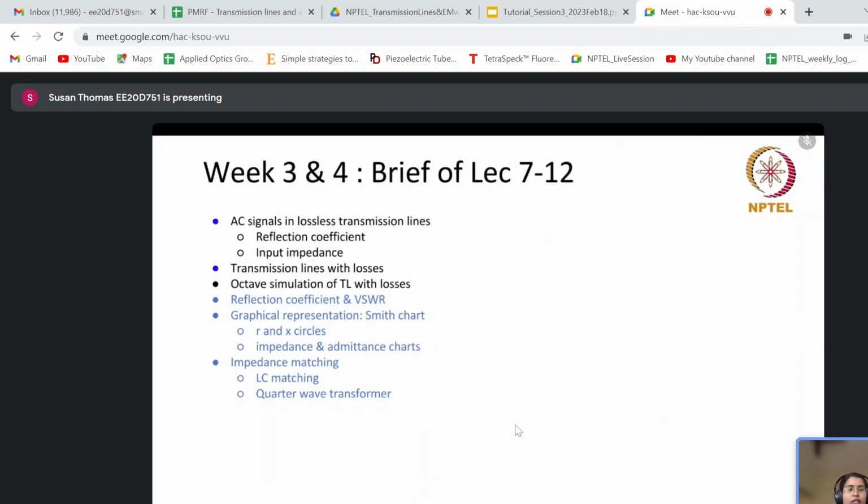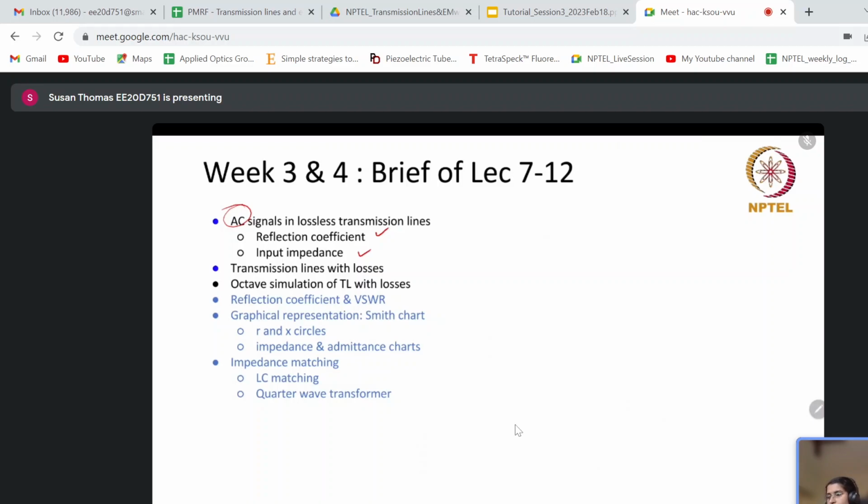So basically, if you look at the content of week 3 and week 4, these are the topics of discussion. First is AC signals in lossless transmission lines. We already looked at lossless transmission lines with a DC source. So this week 3 lecture starts with a discussion on when these transmission lines have an input AC source, and a discussion on the reflection coefficient and also the input impedance.